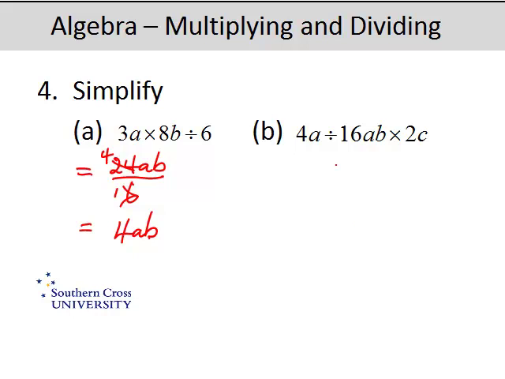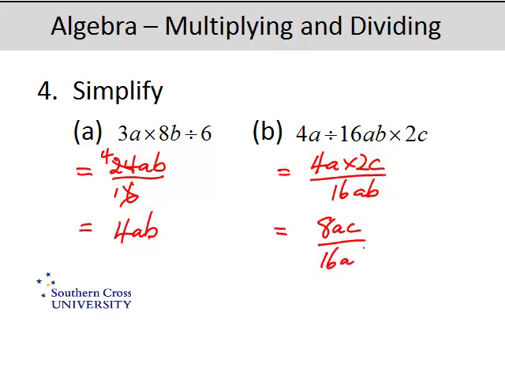In this one, I just simply rearrange this, 4A times 2C divided by 16AB. So 4 2s are 8AC over 16AB. 8 goes into 8 once, 8 goes into 16 twice, so that gives us a 2 in the denominator. A goes into A once, A goes into A once, they've cancelled out, and we've got a C left on top and a B left on the bottom.